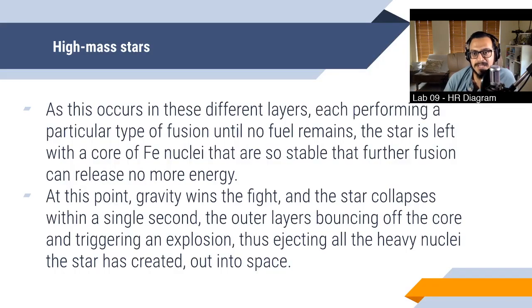As this occurs in these different layers, each performing a particular type of fusion until no fuel remains, the star is left with a core of iron nuclei that are so stable that further fusion can release no more energy. At this point, gravity wins the fight. The star collapses within a single second, the outer layer bouncing off the core and triggering an explosion, thus ejecting all the heavy nuclei the star has created out into space.